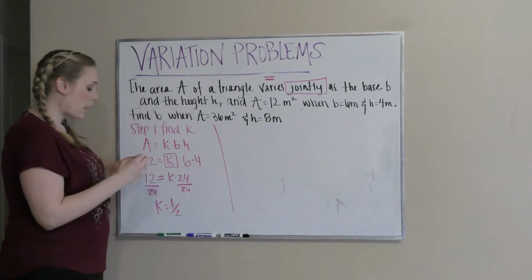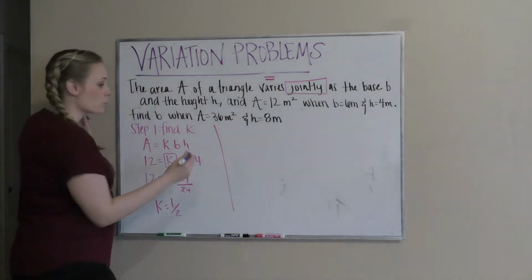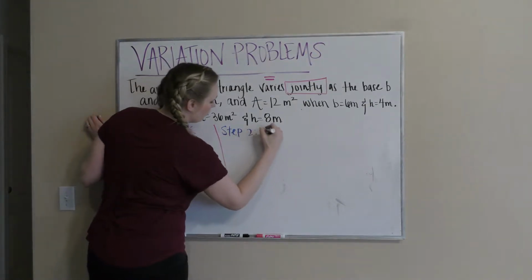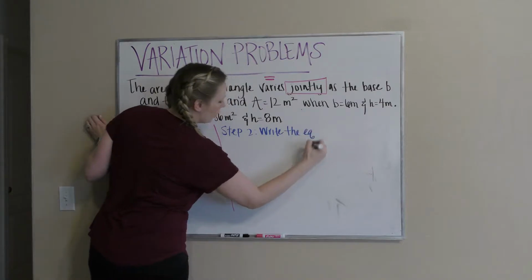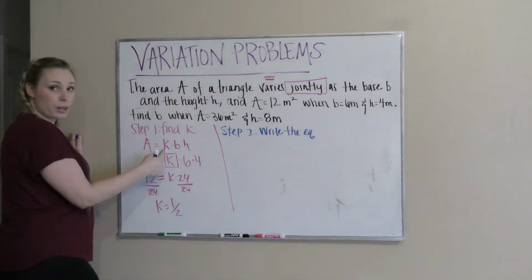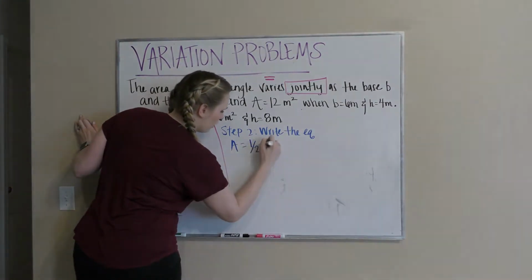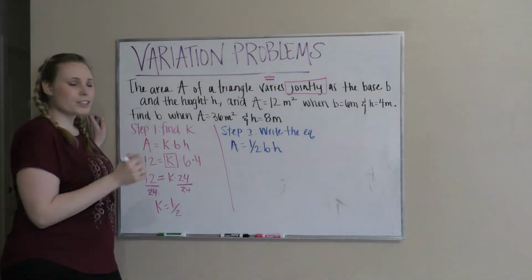So now that we've found K, we can write our equation. So step 2 is just write the equation. So our equation is A equals 1/2 base times height. That equation seems really familiar. Let's reread the question.